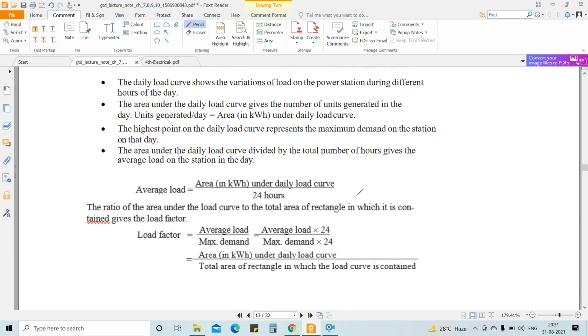So the daily load curve shows the variation of load on the power station during different hours of the day. Daily means it covers one day. The area under the daily load curve gives the number of units generated in a day. So units generated per day is equal to the area under a daily load curve. This area gives us the area in kilowatt hours.